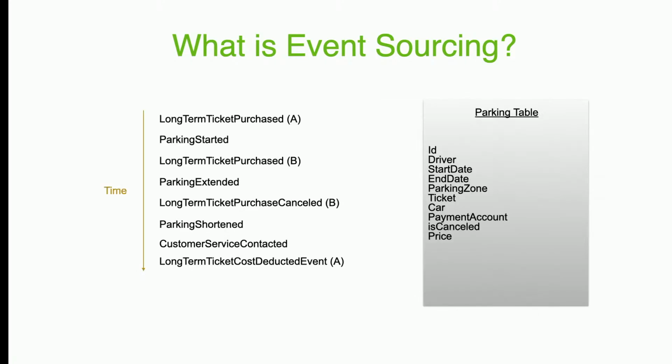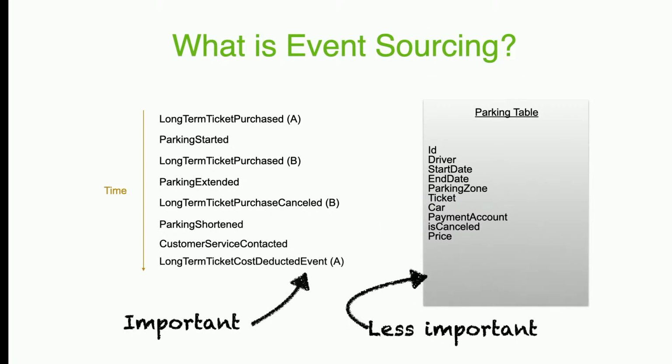So maybe this is what happened. Maybe some long-term ticket was purchased, and then the parking was started. Then the parking was extended, and so on. A lot of things. And from these facts, we can derive the current state. And this is what we do in event sourcing. So we focus on this part here, and we say that this is really important because you can get from here to here, but not necessarily the other way around. And you can imagine that this can be really quite useful in many cases.